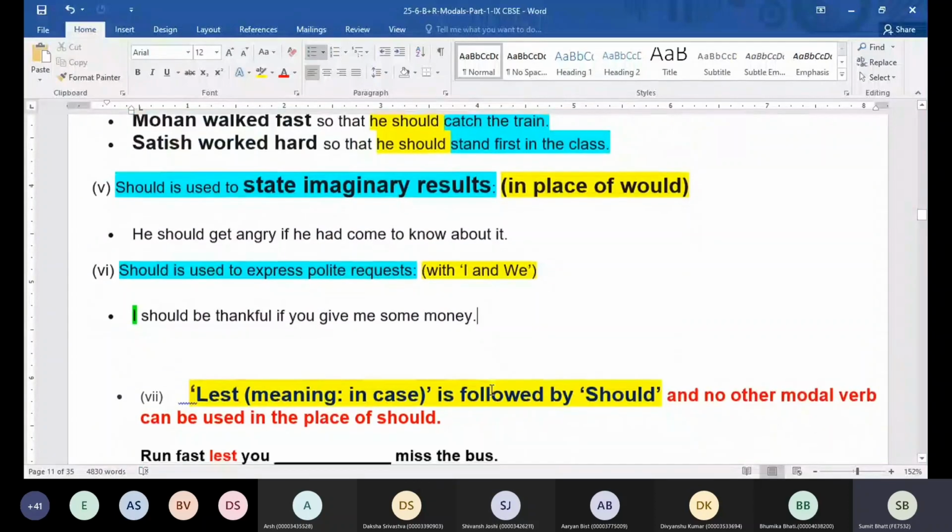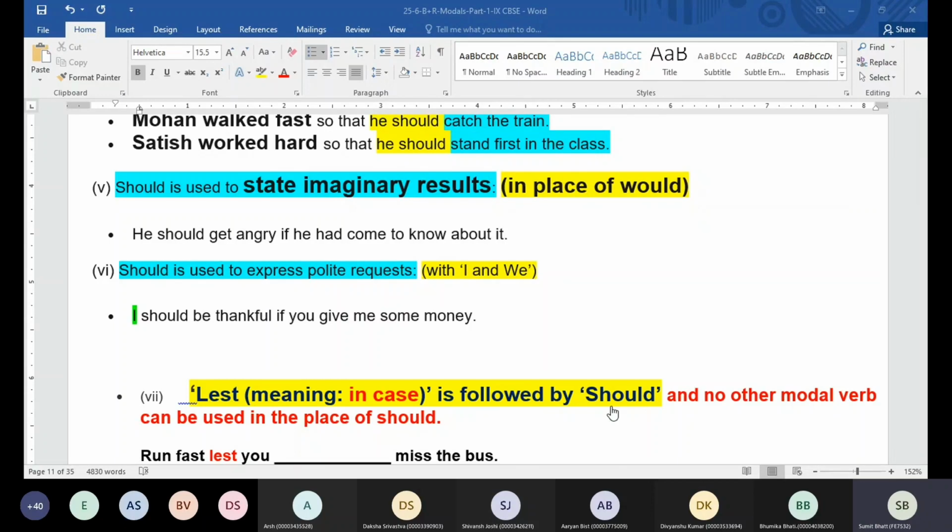This rule is very important, and the rule is that if you ever get the word lest in the sentence, which word do we have? Lest. Lest is going to mean in case. What's the meaning of this word? In case. And lest is always followed by the word should, guys. This is a grammatical rule, or you can say this is an exception.